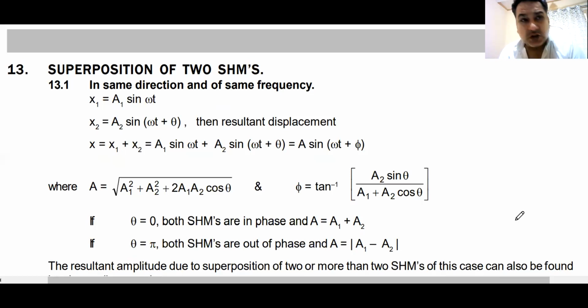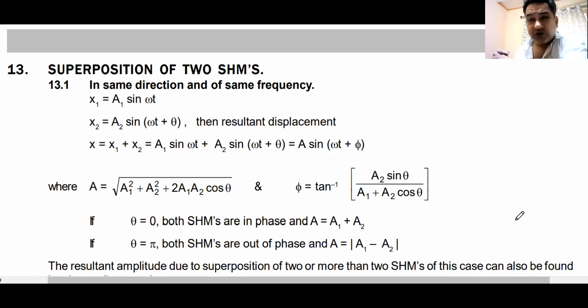Okay. Superposition of two SHMs. Remember, there was a question that we did in the last class, on sine square theta and cos square theta and so on. We can have such questions where different terms of sine and cos come together, and then they ask whether this motion is SHM or not. These are the questions in fashion today.